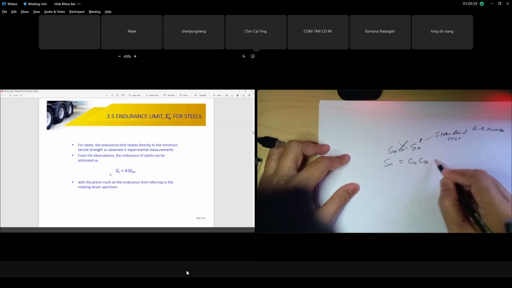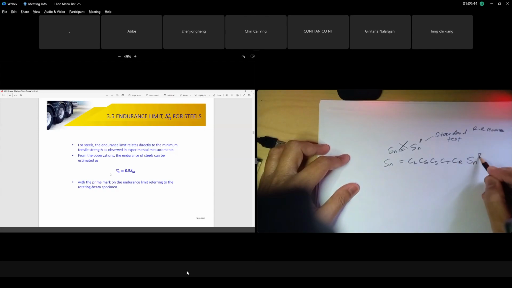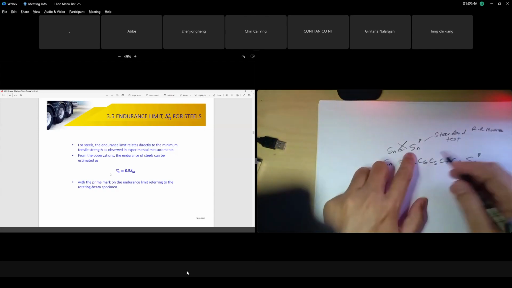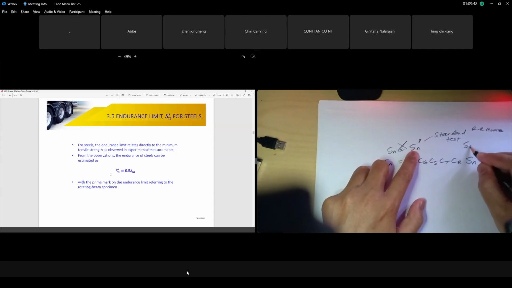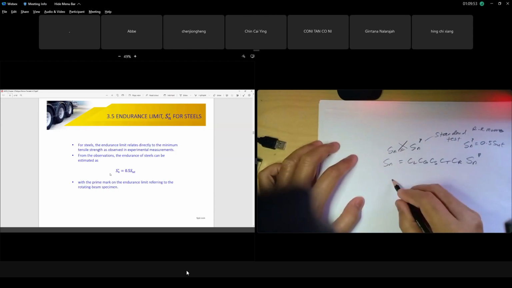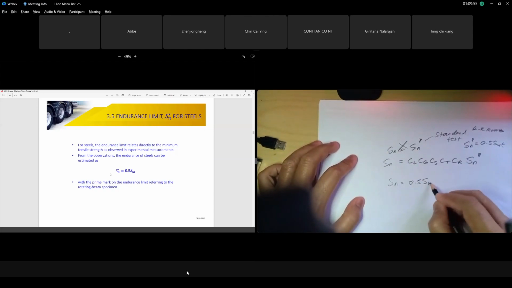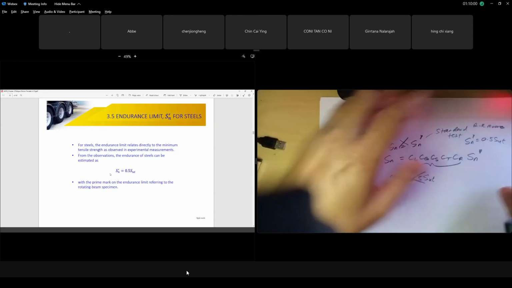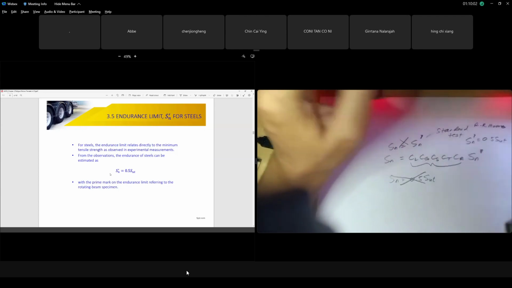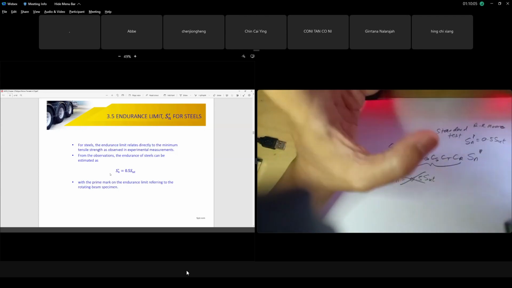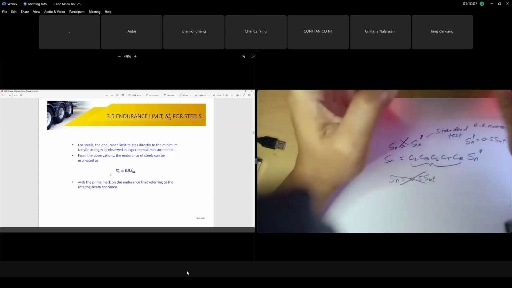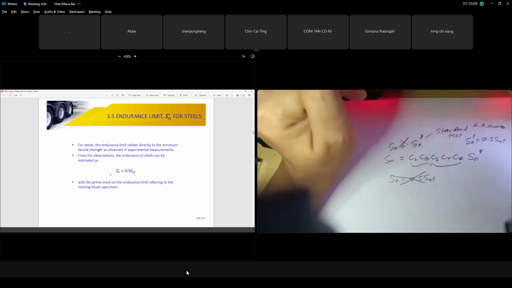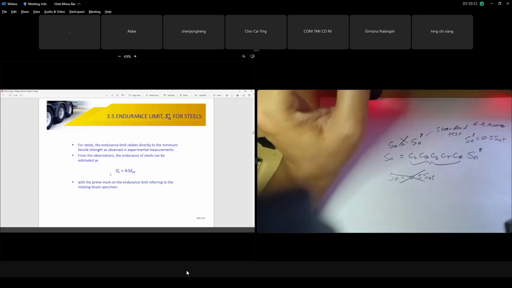We have to adjust it with CL, CG, CS, CT, CR, times SN prime. SN prime is the one from the RR Moore standard test, which is 0.5 SUT. So we cannot say ours is directly 0.5 SUT. That is wrong, guys. We need modification factors for our case. The first thing in fatigue analysis is to calculate this, because you want to know the limit strength, the endurance limit of your case. Clear, guys? Later I will explain this.